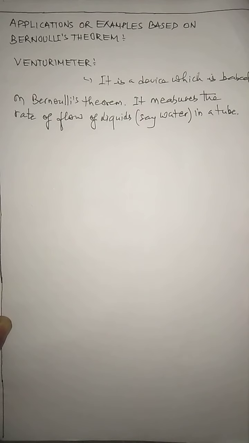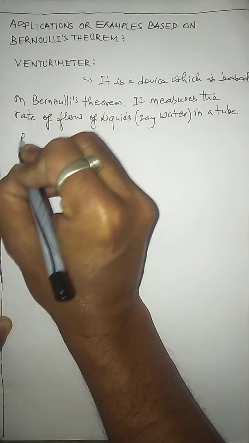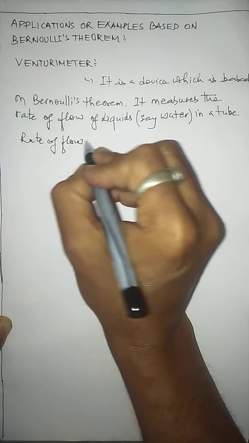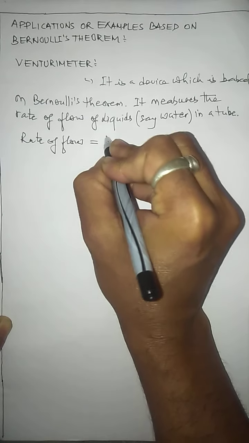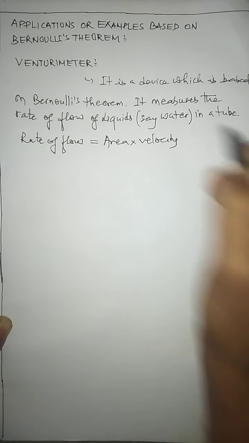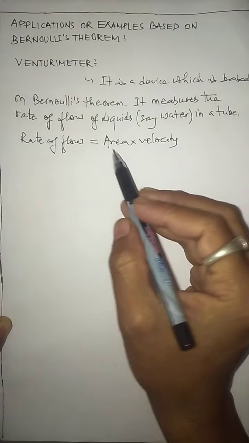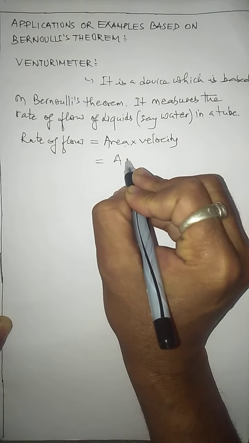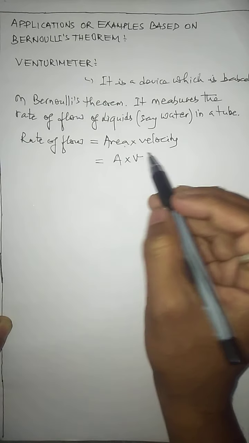Now children, the rate of flow means that in 1 second, how much liquid is flowing, meaning how much volume of liquid is flowing in 1 second. That measures the rate of flow. That's why the rate of flow is basically measured by the area into velocity. So the rate of flow is simply the product of area and velocity. Let me write, suppose area is A and velocity is v, the rate of flow is area into velocity.